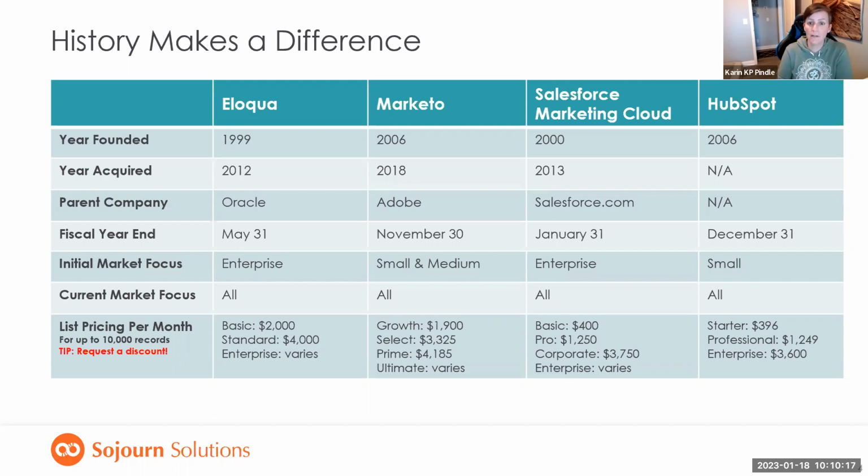The fiscal year end, I include this. So Oracle's fiscal year ends May 31st. Adobe's is November 30th. Salesforce, January 31st. HubSpot, December 31st. That is the best month for each of these platforms to get the deepest discount. However, that doesn't mean you should wait until the month of May to buy Eloqua to get the best deal. Obviously the stars don't always align timing-wise to do such a thing.